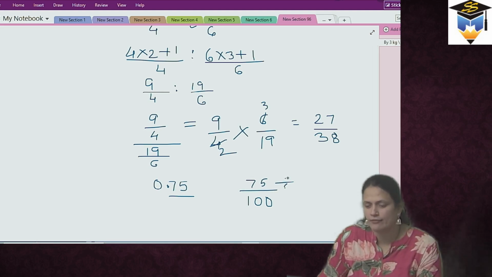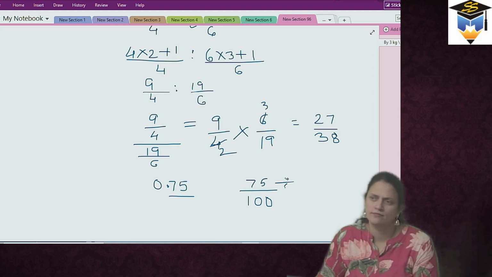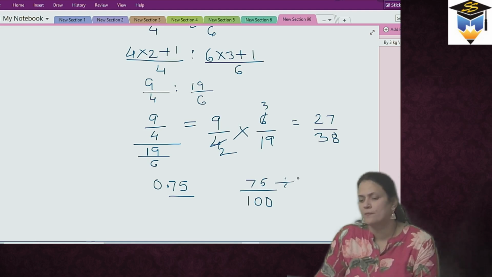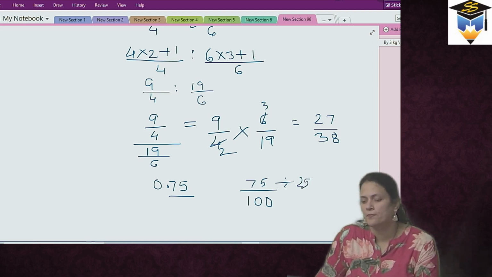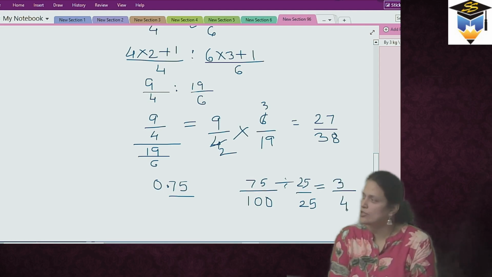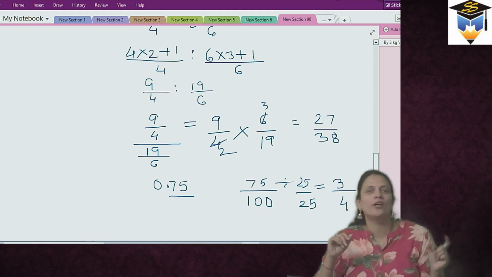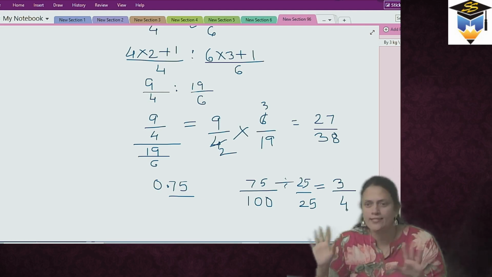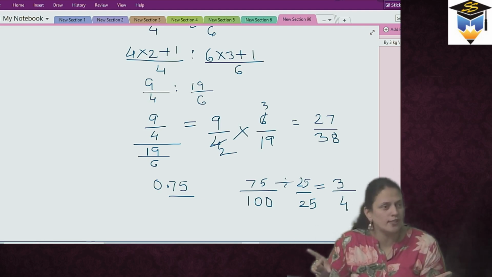So let's say I will divide by 15. नहीं, 15 से नहीं होगा. 25. So 3 upon 4. तो यहाँ पे हमने क्या सीखा? Converting a decimal to a fraction. Easy है? Everybody understood this?